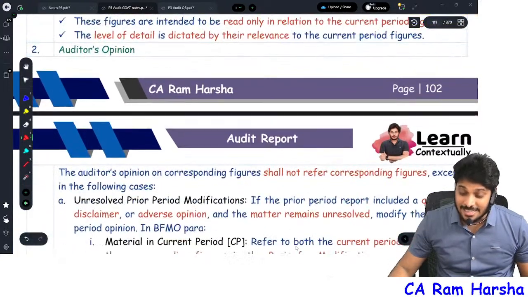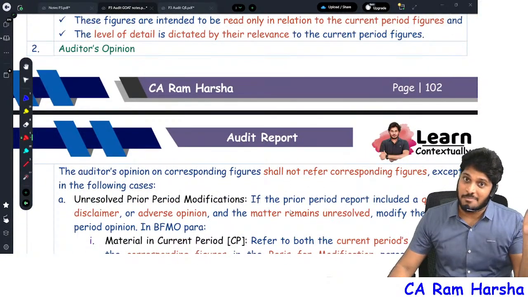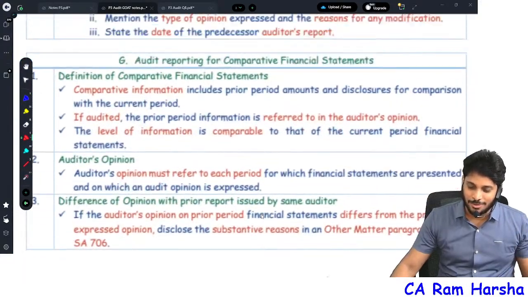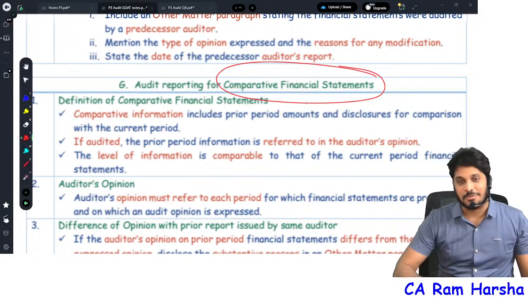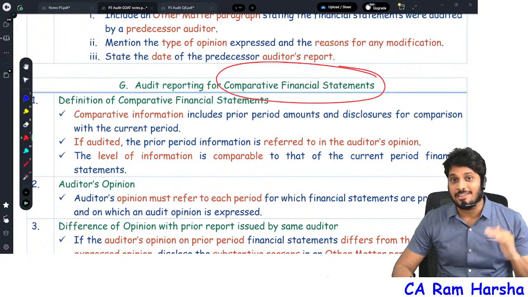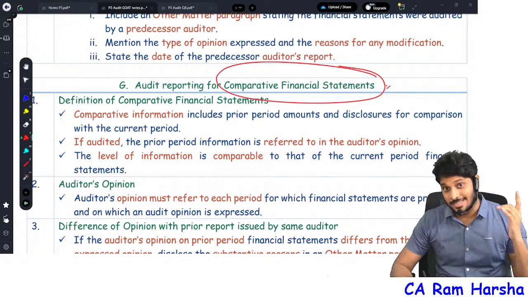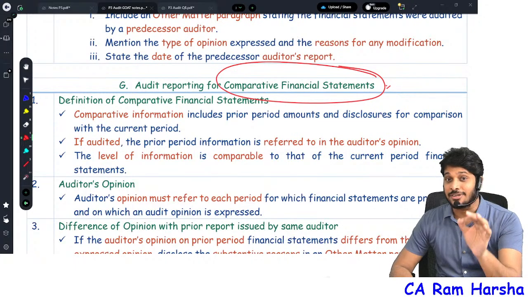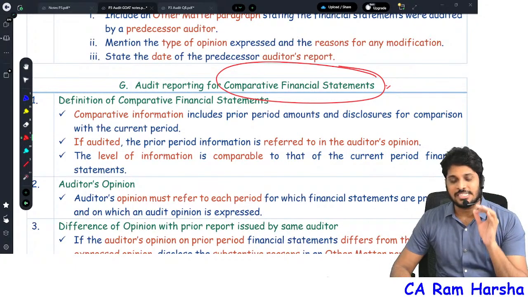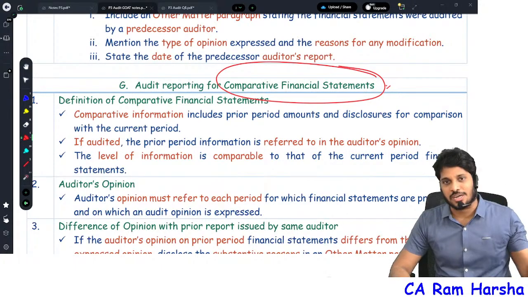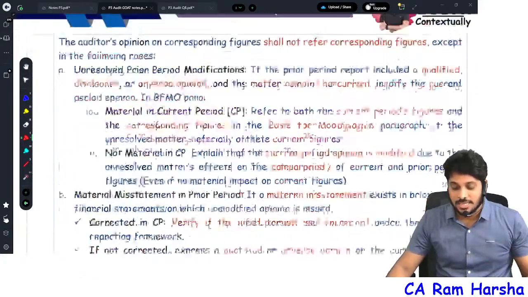In the recent January 25 CA Inter exam, forget about final, in the CA Inter exam, they asked about comparative financial statements. Till date, even in CA Final it was never tested, but in CA Inter it is tested. Honestly, I'm telling you guys, today the CA Inter audit paper is tougher than the CA Final audit paper. The level of depth at which questions are now being tested in CA Inter is very advanced. Anyhow, when I'm discussing that point, I'll tell you.